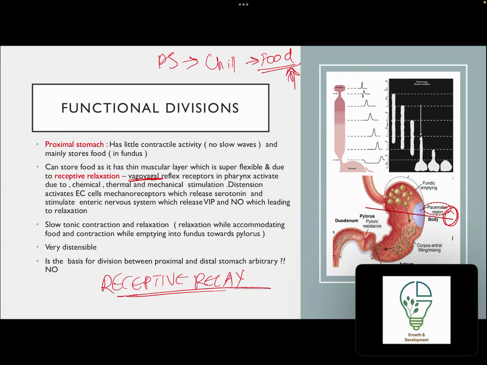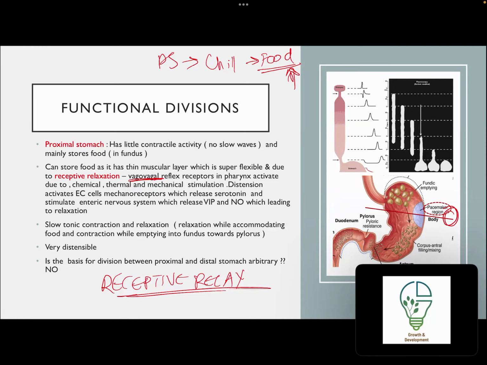So the vagovagal reflex receptors in the pharynx, which is a part of the digestive system, activate due to chemical, thermal, and mechanical stimulation. The chemical stimulation could be the taste, something bitter, something sweet. Thermal could be temperature, cold water, hot coffee. Mechanical stimulation is the food that's being chewed. So this activates the vagovagal reflex.